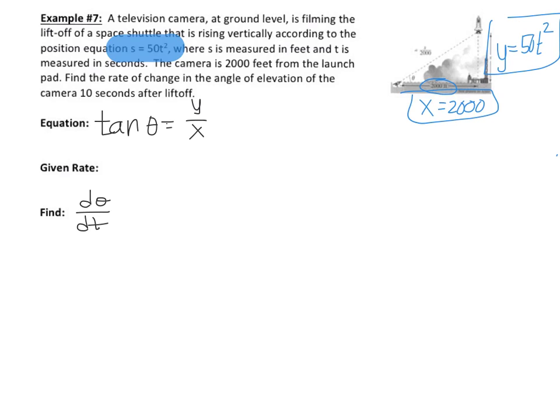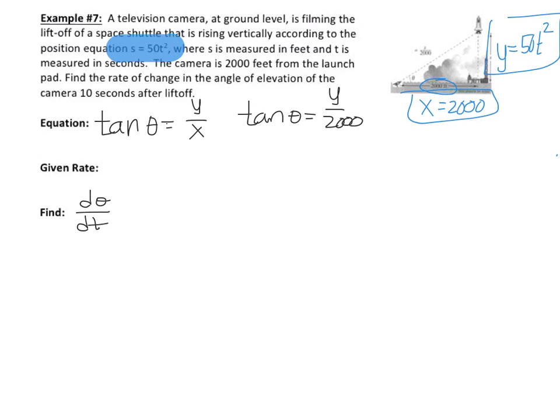Remember, x is going to be constant. So that x in the denominator, although it looks like we may be using the quotient rule at some point, is really not. It's really that tangent theta is equal to y over 2,000. I didn't need to worry about dx dt, because dx dt is 0. There is no change. And I'm going to need some information about dy dt, because when I take a derivative here, I'm going to need to know dy dt.